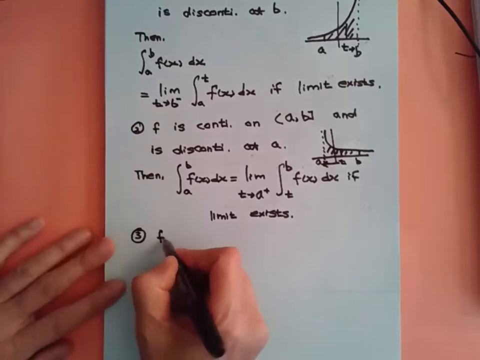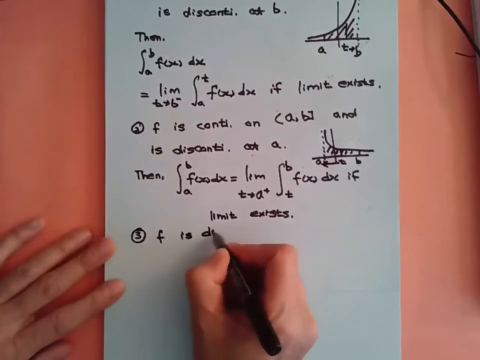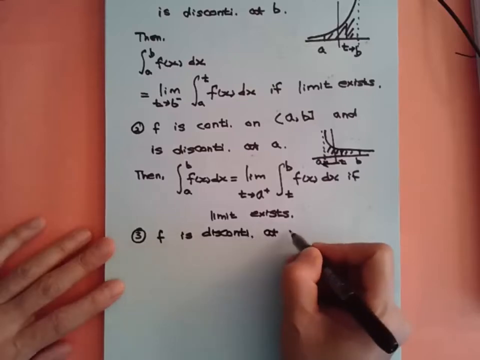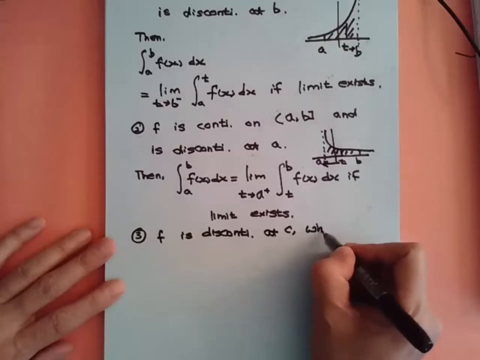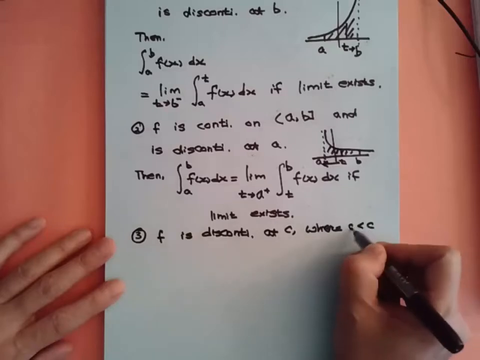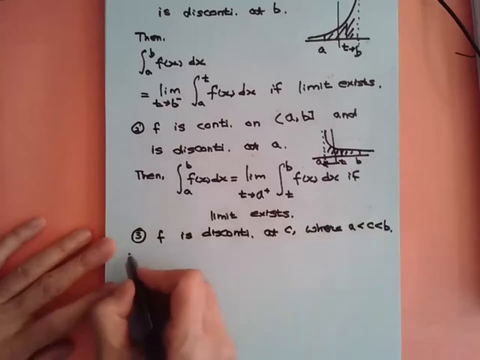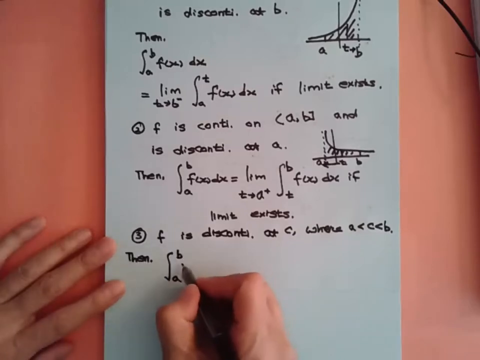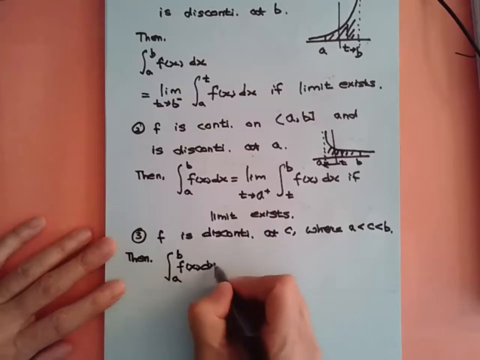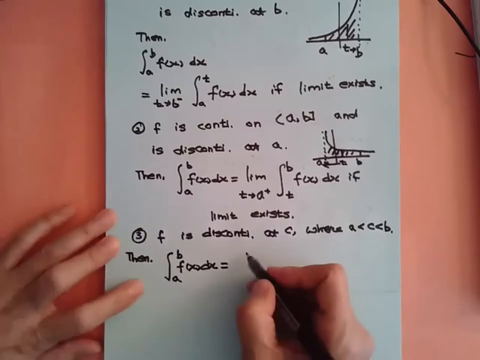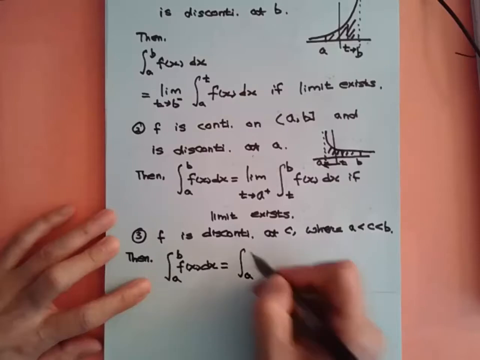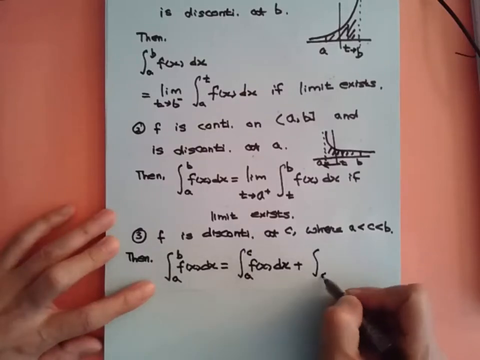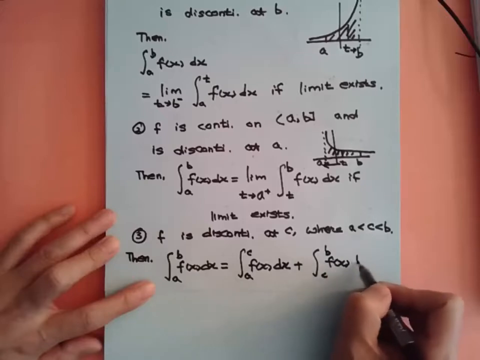So let's say f is discontinuous at the number c, where c is between a and b. Then the integration from a to b of f of x dx is the integration from a to c of f of x dx plus the integration from c to b of f of x dx.